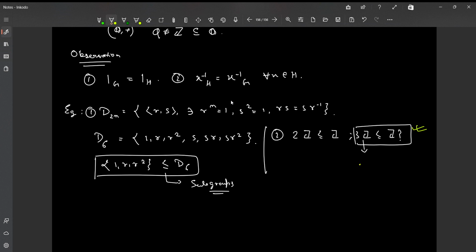What more conclusion can you draw out from here? What can you say about nZ? Okay, n is any integer. Let's precisely say n is a positive integer. What can you say about nZ? Is nZ a subgroup of Z?